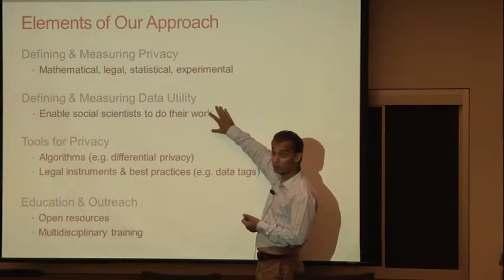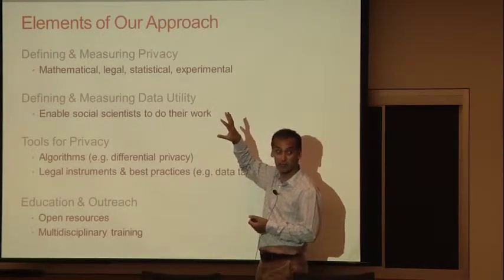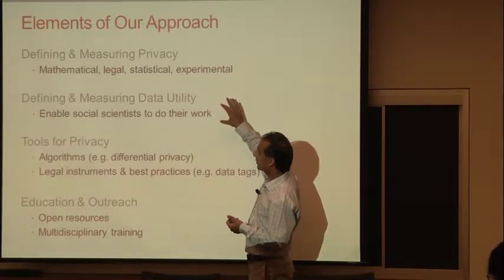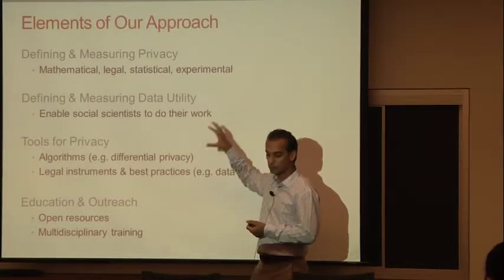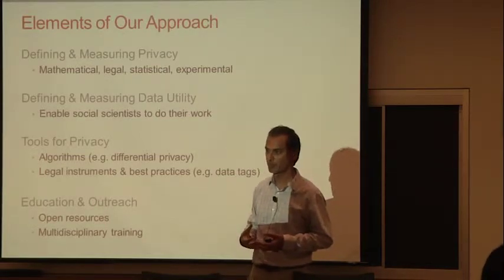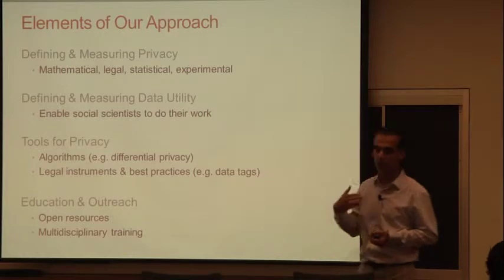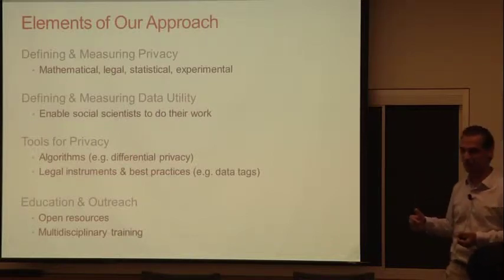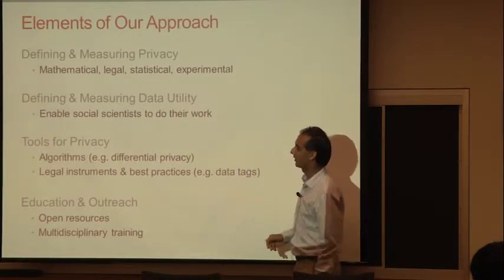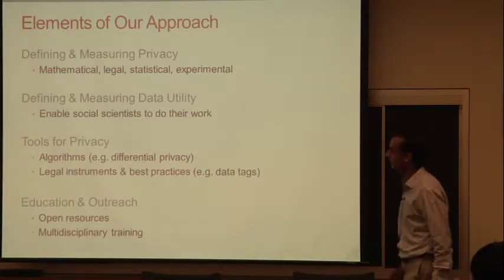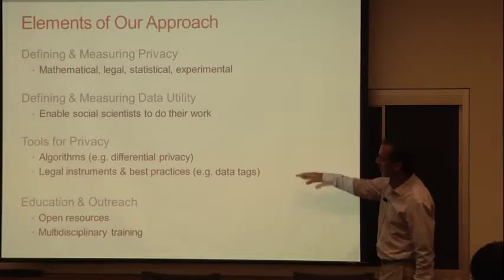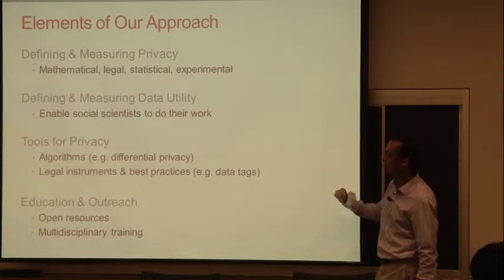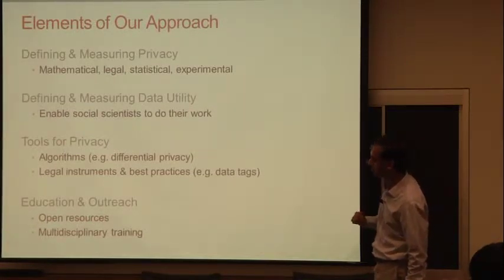A big focus this summer, the first time we have a bunch of the interns who are coming from social science backgrounds, is in understanding how can we make our tools actually useful for social scientists to do their work. I mean, evaluating from that perspective. So not evaluating from the perspective of what do computer scientists think that social scientists need to do their work, but actually, how can we really make sure that the tools we're building can fit into the workflow of practicing social scientists. I mentioned the kind of tools we're working on, for example, algorithmic ones like differential privacy and legal ones like data tags.